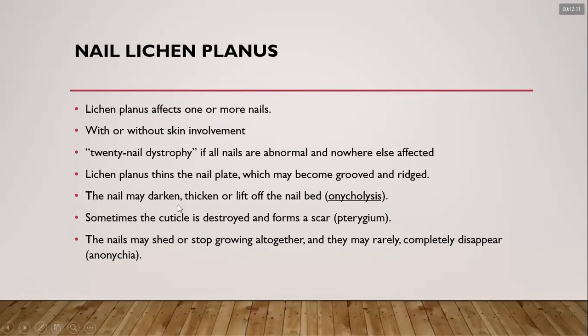The nail may darken, thicken, or lift off the nail bed, leading to onycholysis, that is separation of the nail plate from the bed. And sometimes the cuticle is destroyed and forms a scar, leading to pterygium formation, which is a very characteristic finding in nail lichen planus, which differentiates it from other conditions affecting nails. The nails may shed or stop growing altogether, and they may rarely completely disappear, leading to anonychia, that is absence of nails.